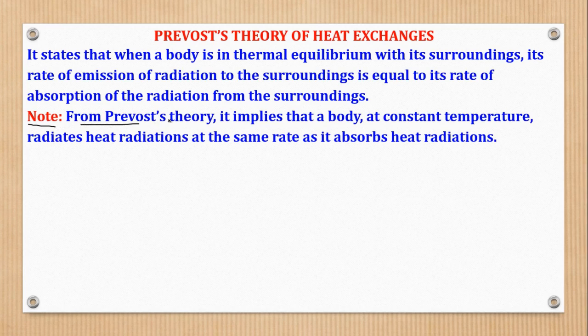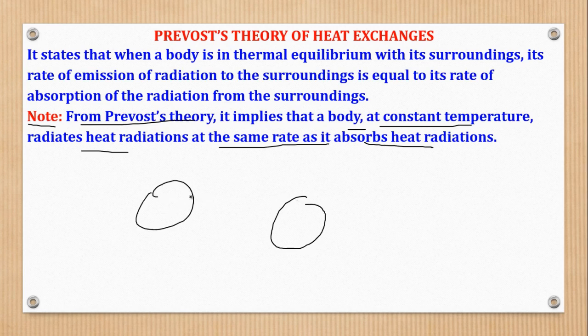Therefore, from Prevost's theory, it implies that a body at constant temperature radiates heat radiations at the same rate as it absorbs heat radiation. For example, if I have a planet and here there is a sun, this sun will radiate heat to reach this planet. So this Prevost theory means that the rate at which this planet receives the heat is the same rate at which it also radiates.